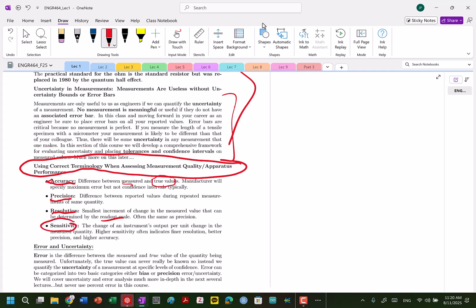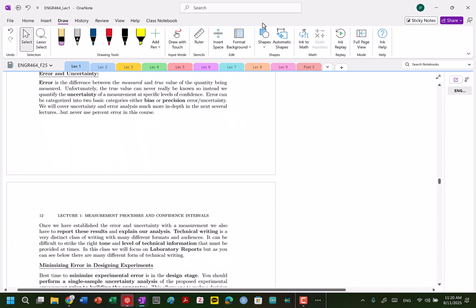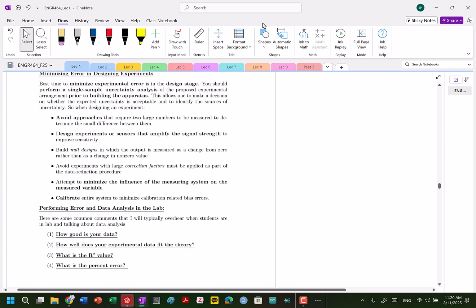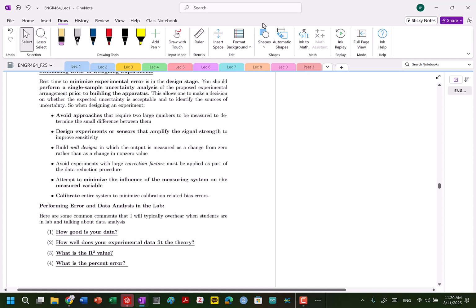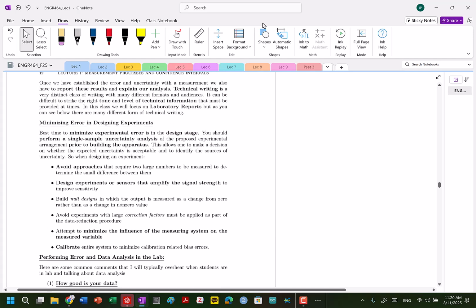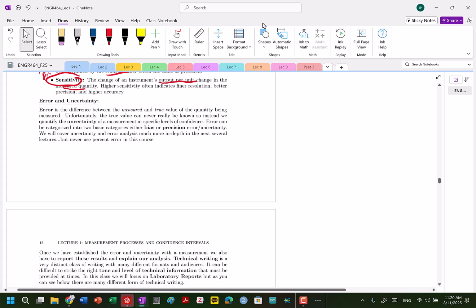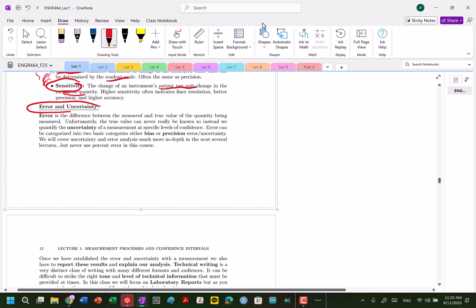Sensitivity is usually related to precision and resolution, and especially resolution. It's just the change in the output per unit change in the measured quantity. So if I have something with high resolution, it has high sensitivity, but make sure we're using those words correctly. So when we're looking at uncertainty, when we're looking at error, I'll often hear lots of pieces of advice on how to deal with error and uncertainty, looking at bias and precision error.